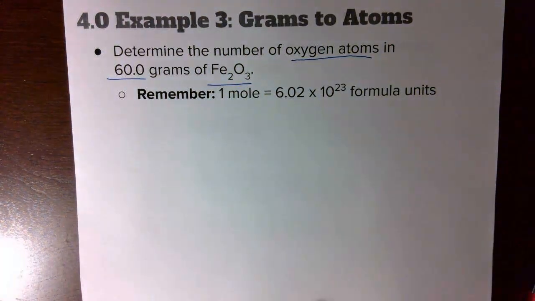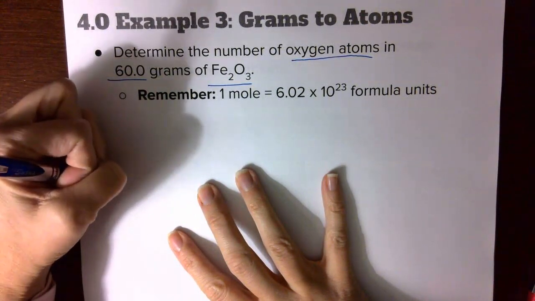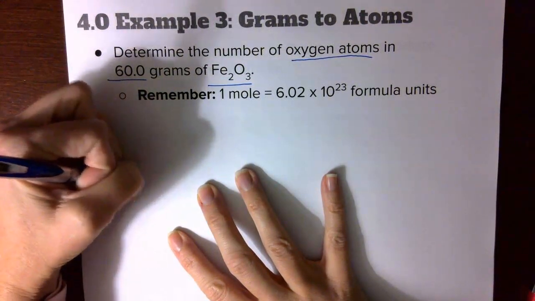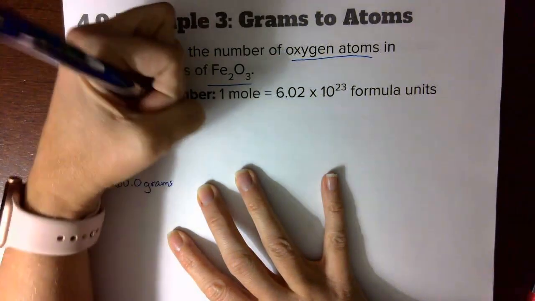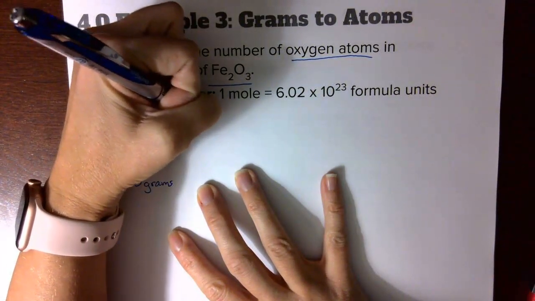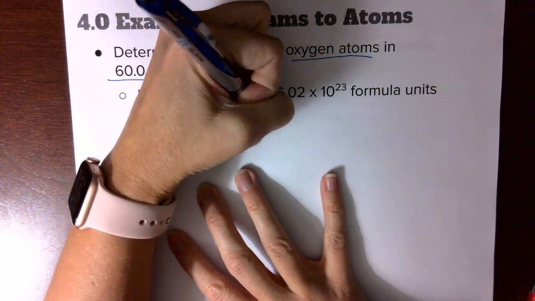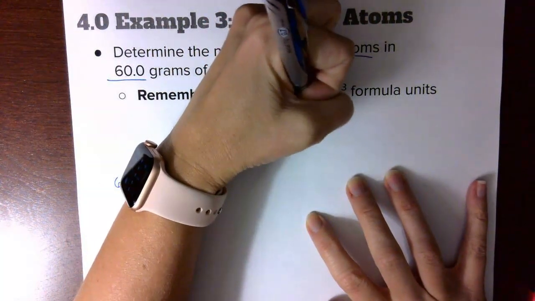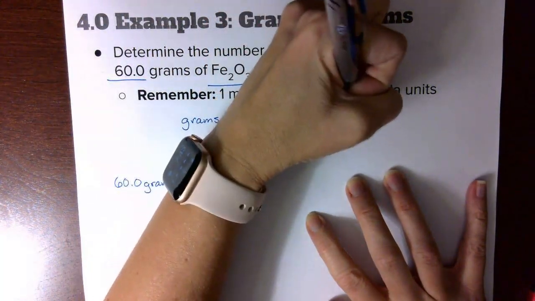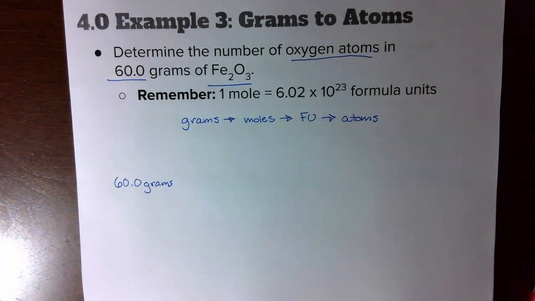Okay, so what we're going to do for this problem is identify our starting value, which is 60 grams. Okay, so we're going to go from grams, and then from grams we're going to go to moles, and then from moles we're going to go to formula units, and from formula units to atoms. So yep guys, this is a 4-step problem. That's why this is 4.0.